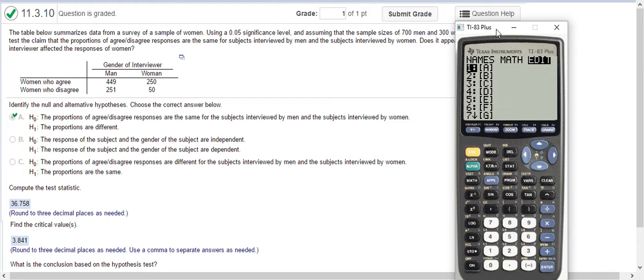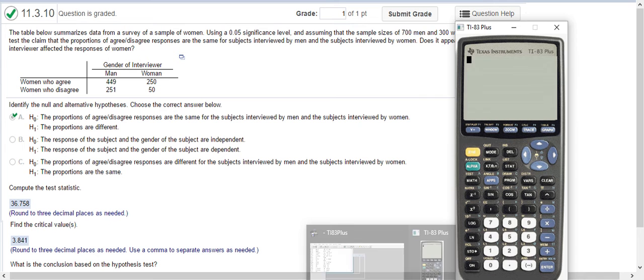Let me slide this up a little bit. Matrix A is going to be 2 rows and 2 columns, so I changed the dimensions to 2 by 2. And now I enter these values: 449, 250, 251, and 50. Alright, so I've got my values entered in my matrix. Let me get back out.